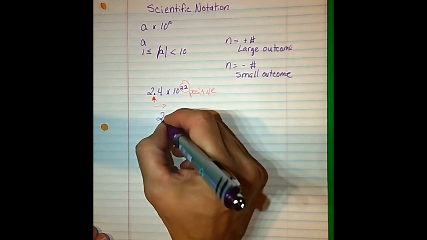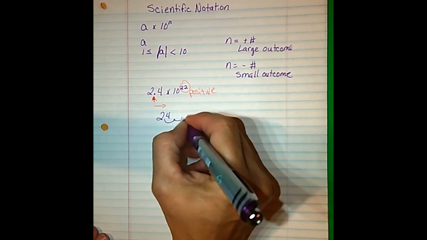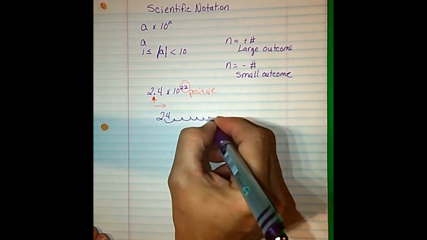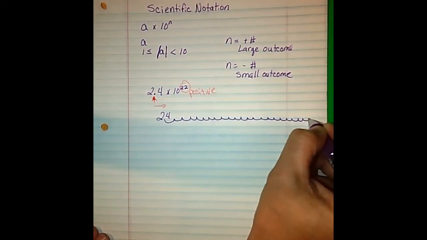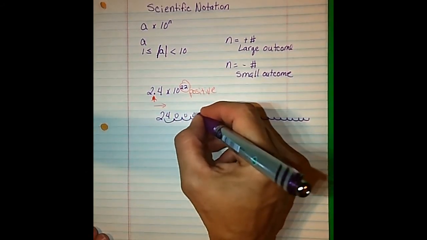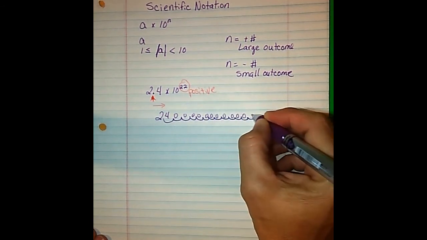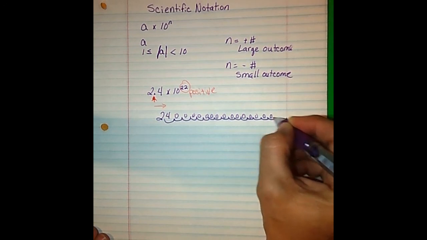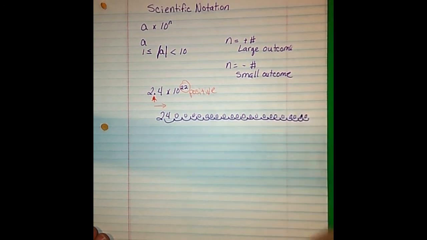So I have 2.4, then 1, 2, 3, 4, 5, 6, 7, 8, 9, 10, 11, 12, 13, 14, 15, 16, 17, 18, 19, 20, 21, 22. And we're just putting our zeros right here. So this is a really big number. You can kind of see why scientific notation is really helpful with really big numbers. It's easier to write it that way.